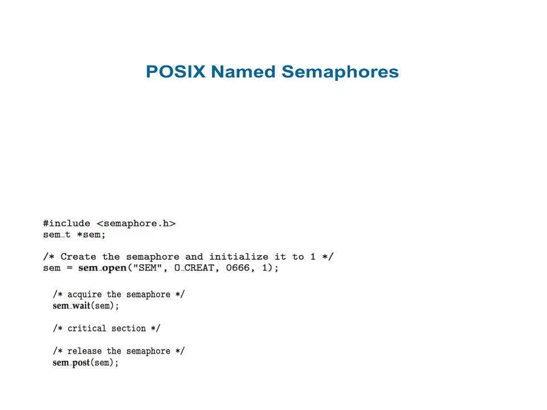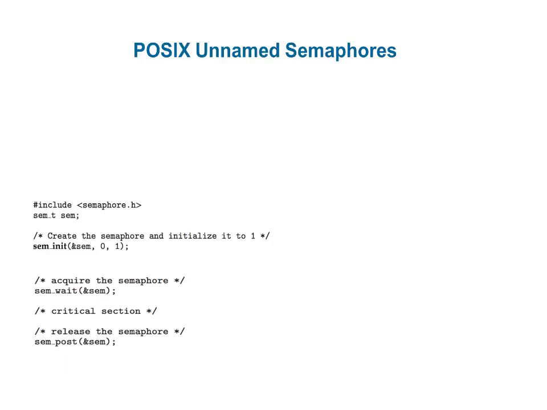By using sem_open, you can create a named semaphore that has a name defined in the file system namespace. An unnamed semaphore doesn't have a name. Instead, the semaphore is placed in a region of memory that is shared between multiple threads or processes.